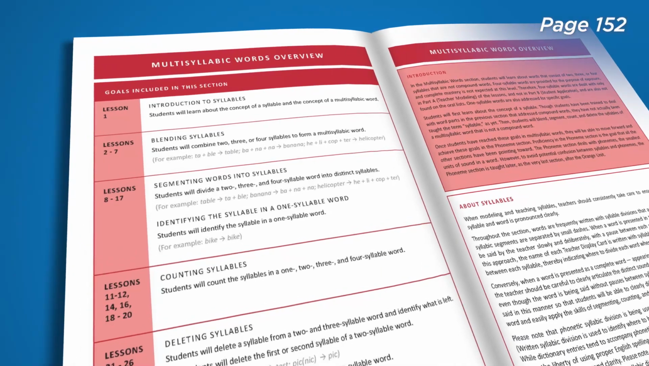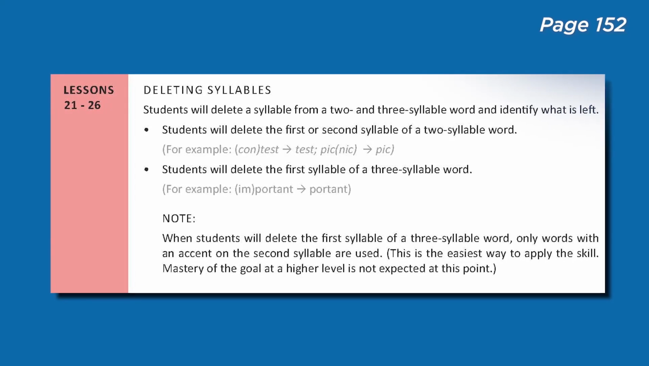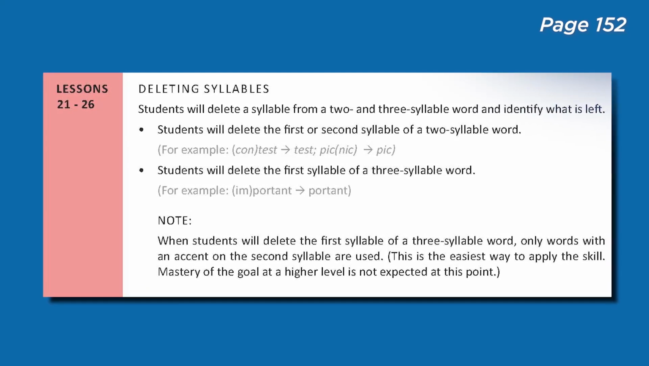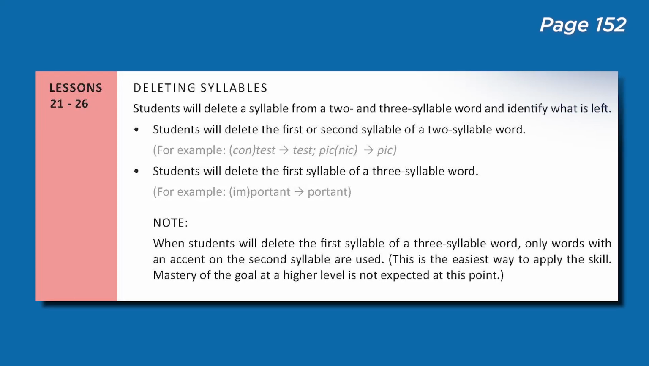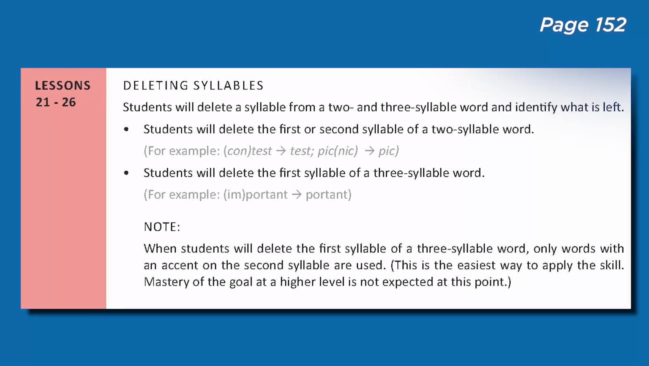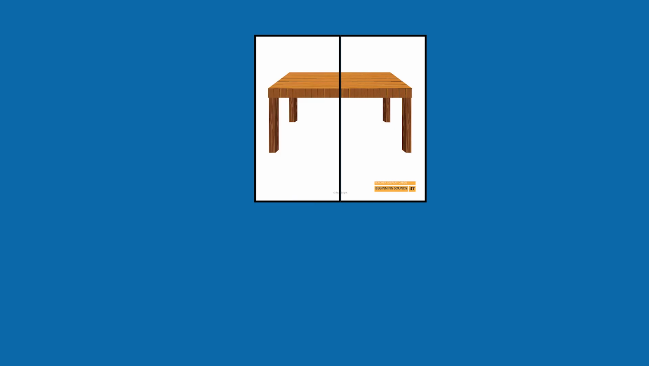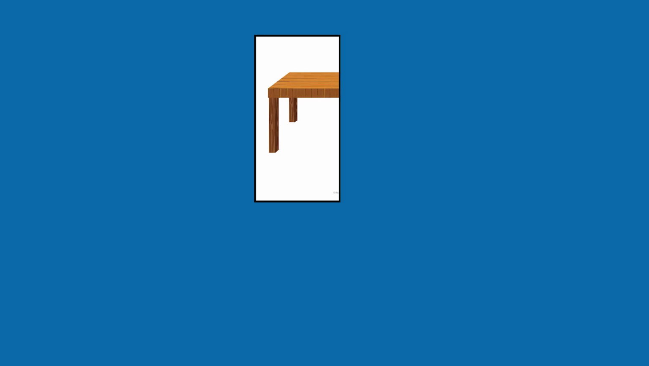Deleting syllables. Students will delete a syllable from a 2- and 3-syllable word and identify what is left. First, 2-syllable words. Students will delete the first or second syllable of a 2-syllable word. For example, let's look at the word table. If we take away the ta, what is left? Ble. Now, let's look at the word table again. Table. If we take away ble, what is left?